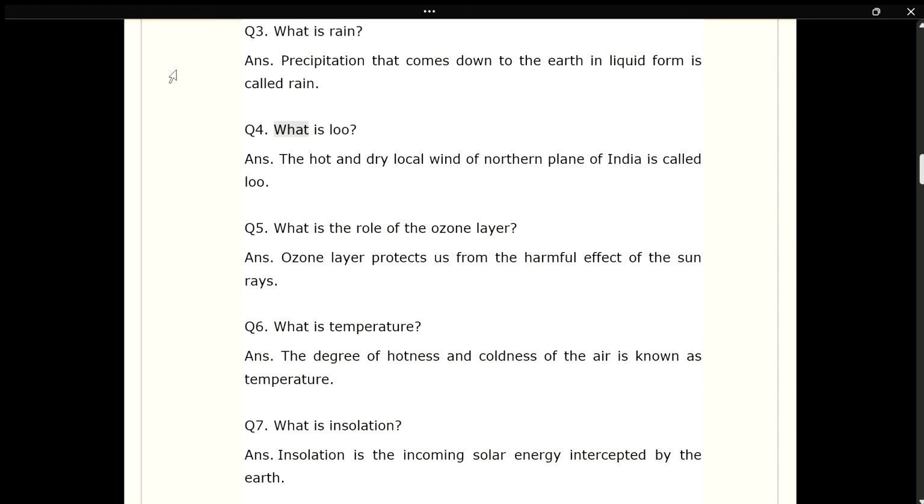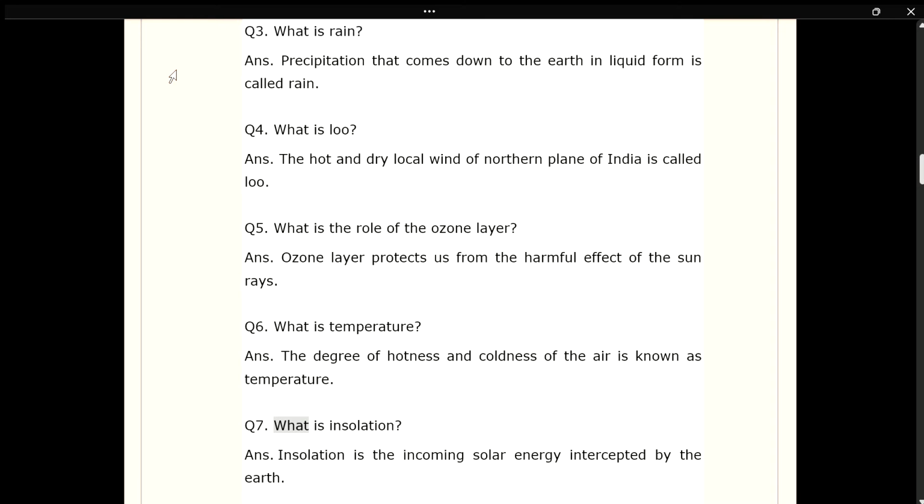Q4. What is Lu? Ans. The hot and dry local wind of the northern plains of India is called Lu. Q5. What is the role of the ozone layer? Ans. The ozone layer protects us from the harmful effect of the sun rays. Q6. What is temperature? Ans. The degree of hotness and coldness of the air is known as temperature.